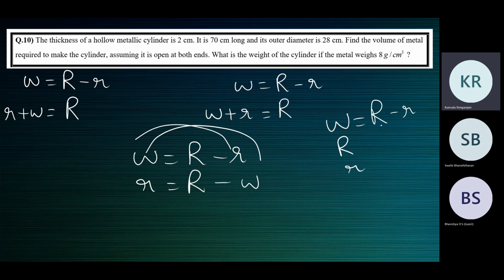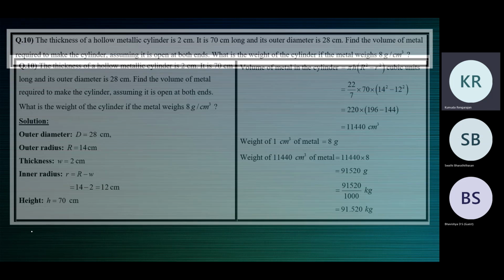So you can just transpose in your mind. You can see that capital R will be, if this goes here, small r plus the thickness. And small r, if you transpose this here, small r will be capital R minus the thickness. So this is what we understood in the last class.